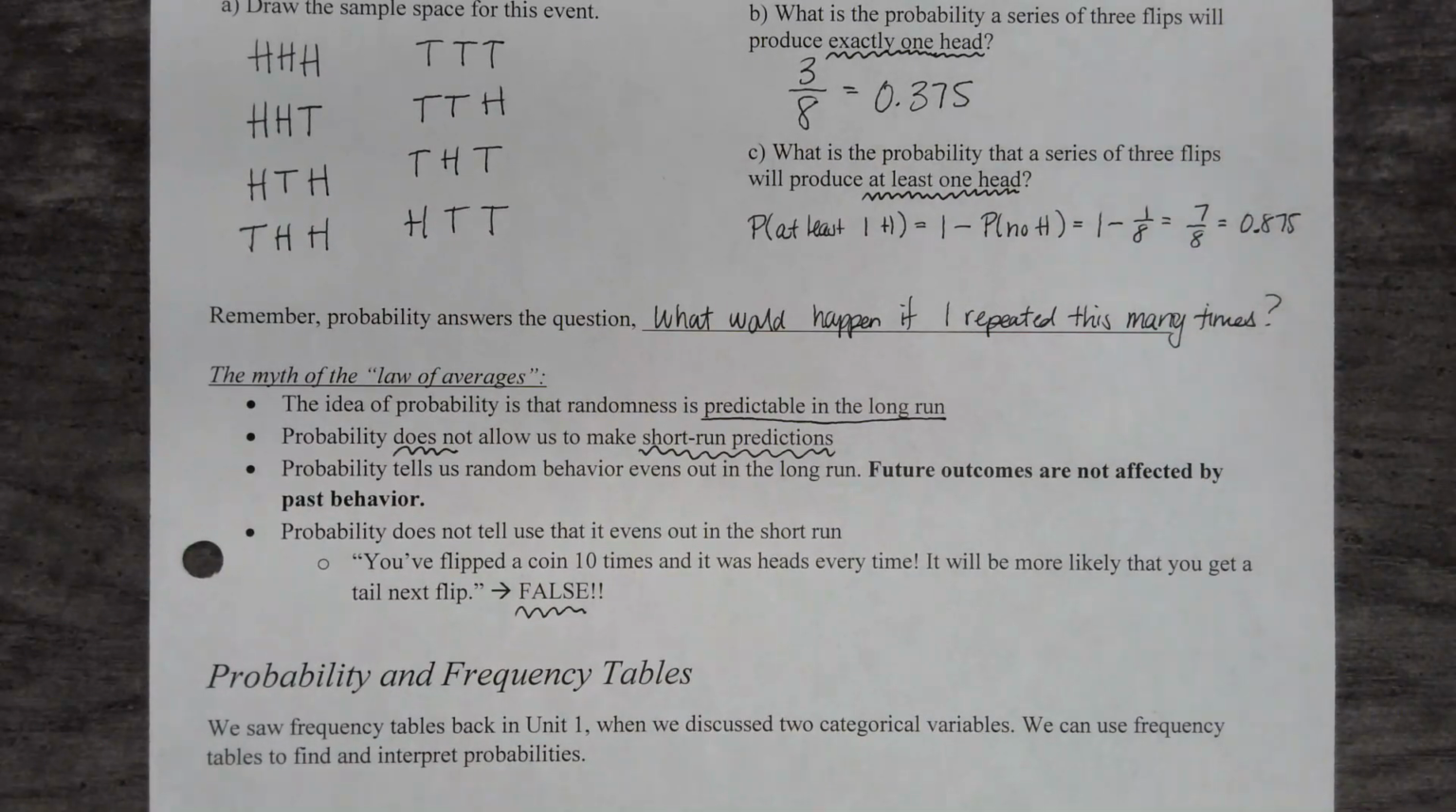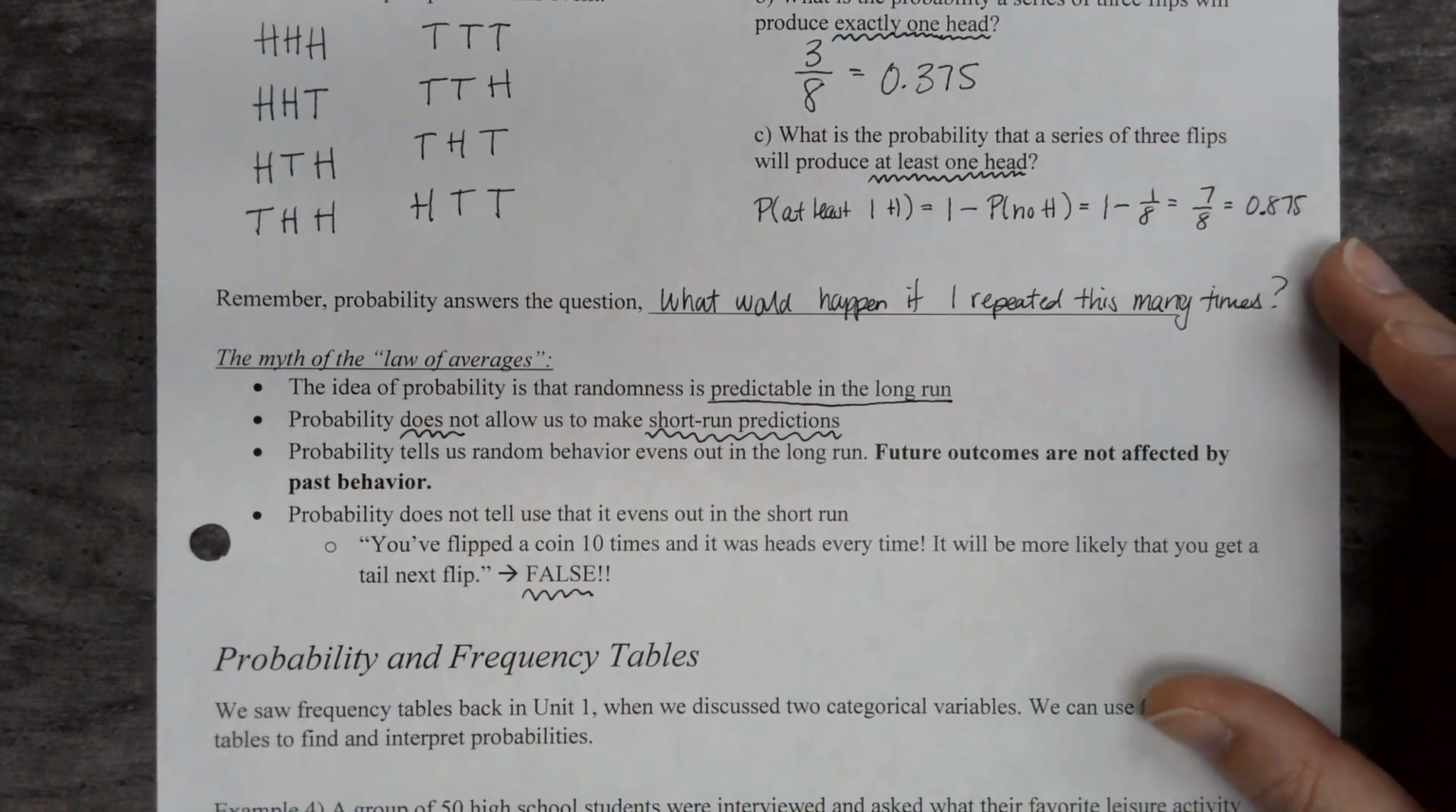So this is not necessarily true, because each flip should be 50-50 every single time. You're just getting lucky here, and it doesn't mean it's more or less likely that you're going to get heads or tails next. So in probability, we also take a look at two-way tables.